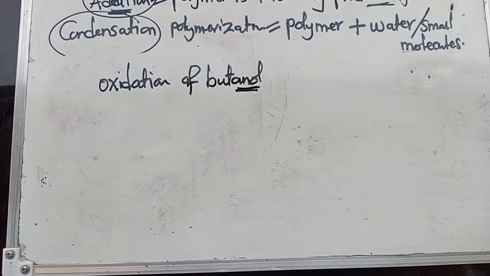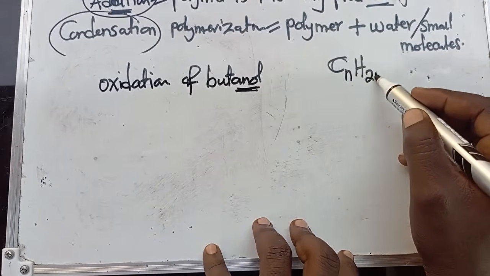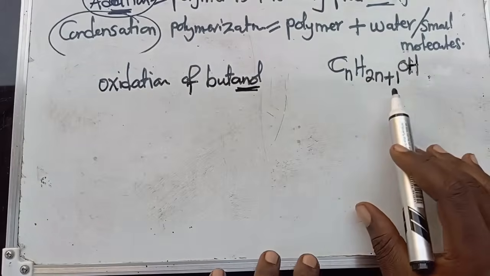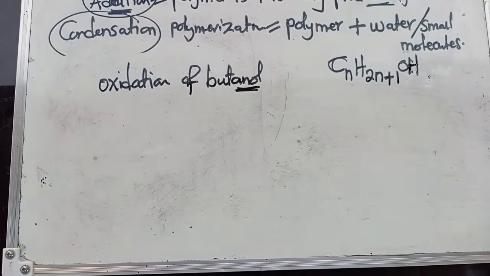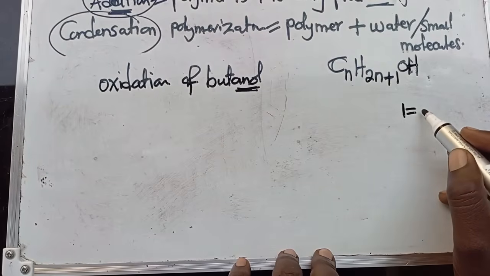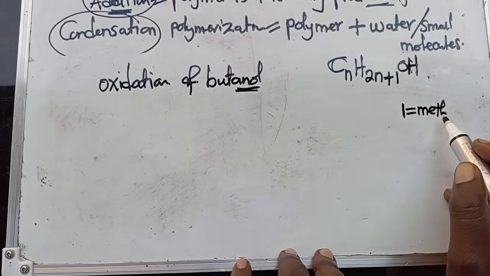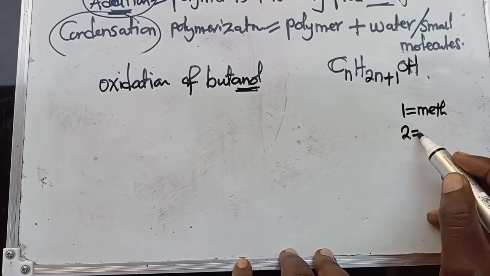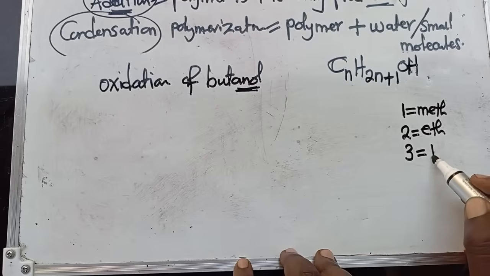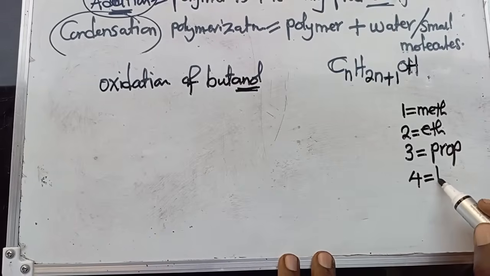Butanol is an alcohol. So alcohols have a chemical formula which is CnH2n+1OH. This is the chemical formula. n is standing in for the number of carbons. So we know that if it is 1, the name starts with methanol. If it is 2, the name starts with ethanol. If it is 3, the name will start with propanol. If it is 4, the name will start with what?